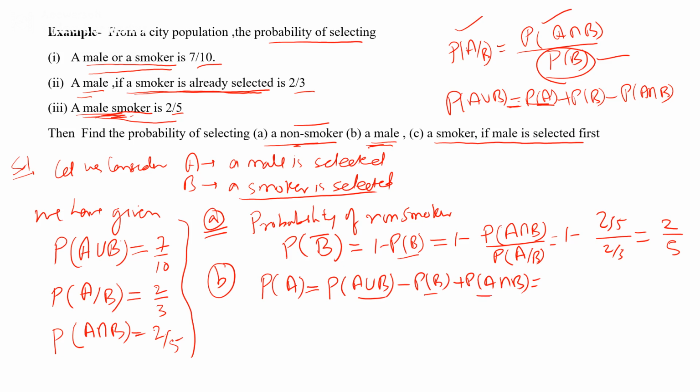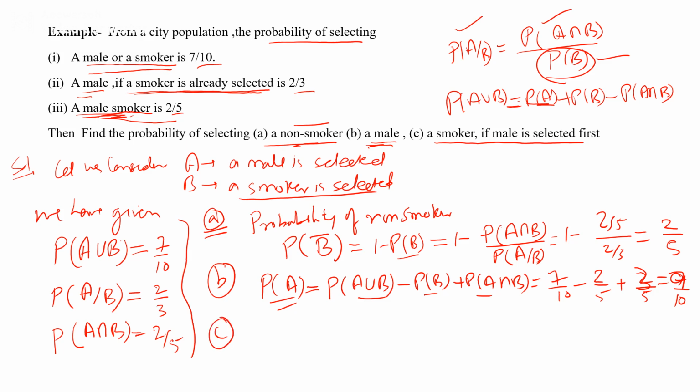So A union B is 7 by 10. Probability of B is already found, that is 2 by 5, minus, and probability of A intersection B is 2 by 5, that would be plus. So we get 7 by 10 minus 2 by 5 plus 2 by 5, that is the probability of A. Sorry, that's 3 by 5. So we get 9 by 10.